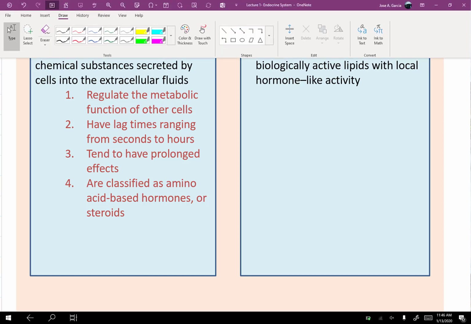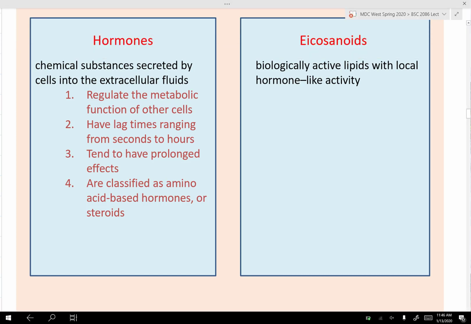So hormones, overall, what do they do? They regulate metabolic functions of other cells. Hormones have lag time. So what is a lag time? The lag time is the time between when you release the hormone and when the hormone takes effect. For example, I'm going to do an effect on one of you right now, okay? Just count. How long does it take me to touch her? 4 seconds. Whatever, that's the lag time.